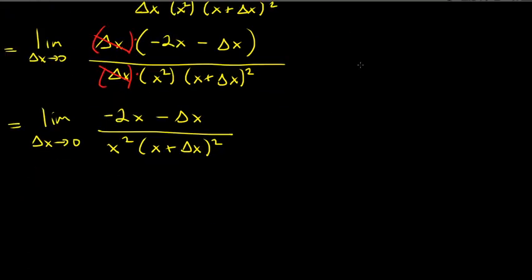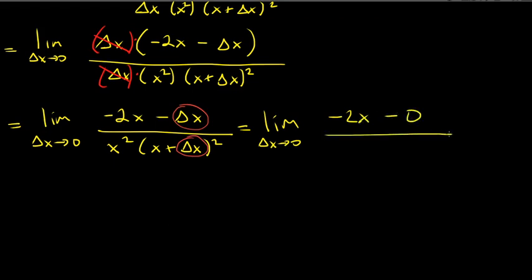Okay, now there's really no issue. Now you can just replace delta x with 0. And you might think, wait a minute, isn't there a delta x in the denominator? Are we going to be dividing by 0? Nope, these are 0. Let's see what happens, right? Well, we still have to take the limit, but the numerator will just be negative 2x minus 0 divided by x squared times x plus 0 squared.